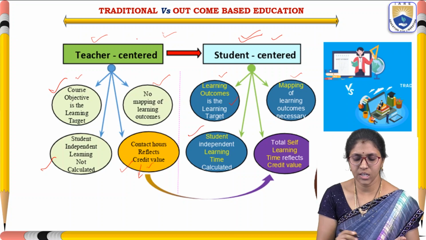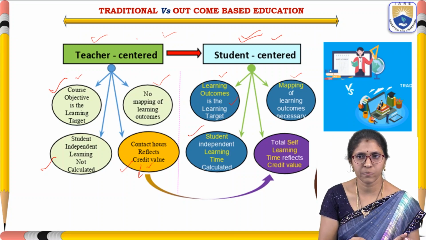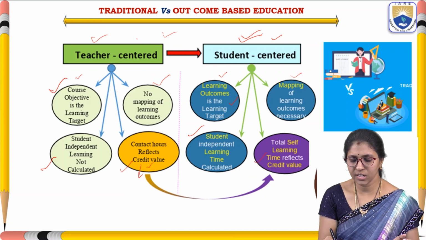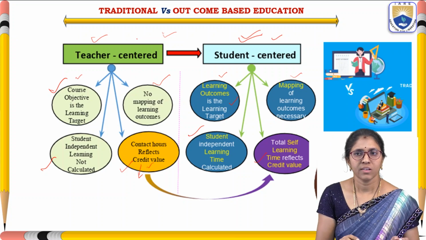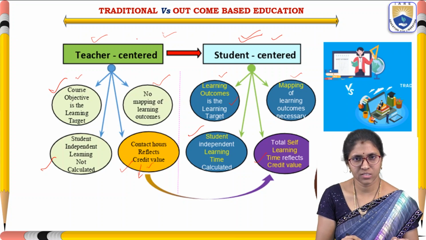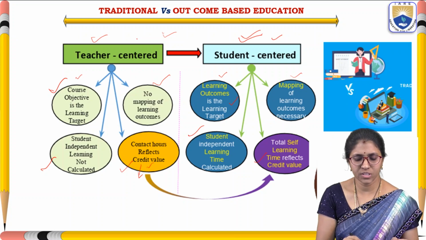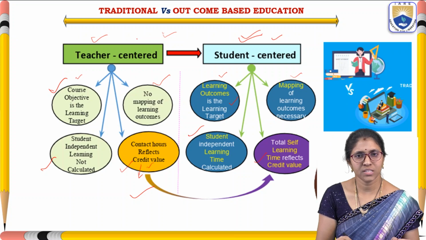And also, student independent learning time is calculated in the case of OBE. In OBE, the total self-learning time reflects the credit value. These are the differences between traditional and outcome-based education.